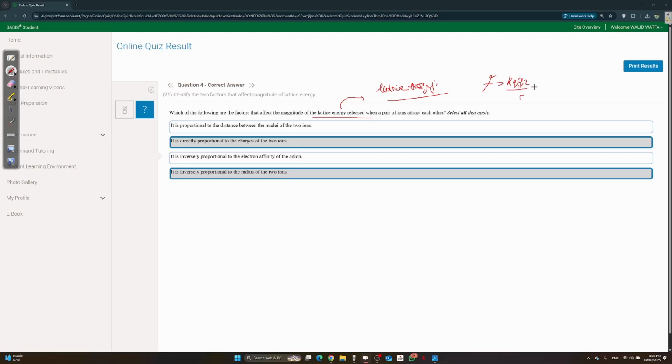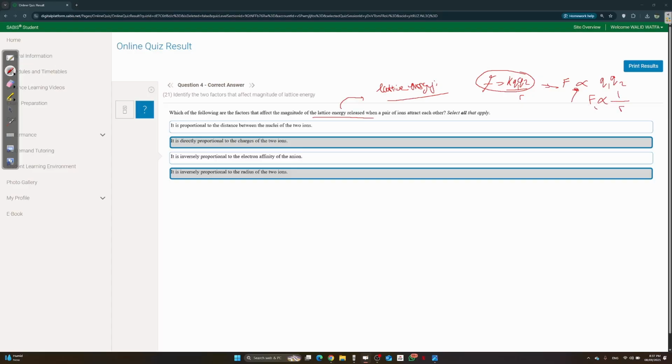Now, someone's going to come tell me, Walid, actually it's R squared. Okay, it's R squared if it was physics, but in chemistry they just say R. It doesn't matter. What you need to know here is that if two things are on the numerator, that means they're directly proportional. This symbol is directly proportional. If you're in 12S, you don't know this, that's a problem. So it's directly proportional to the charges, and it's directly proportional to 1 over R.